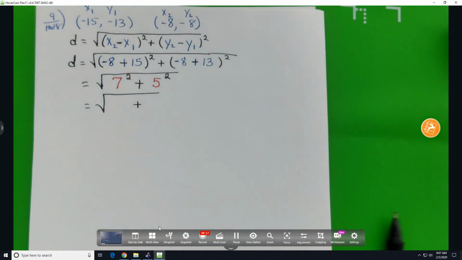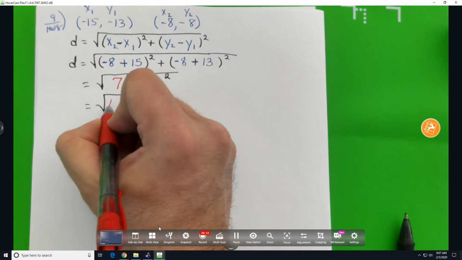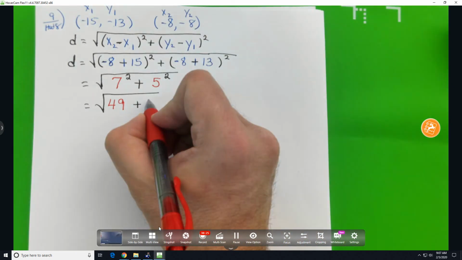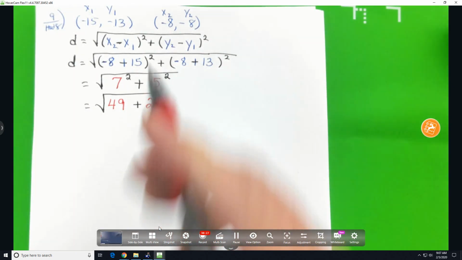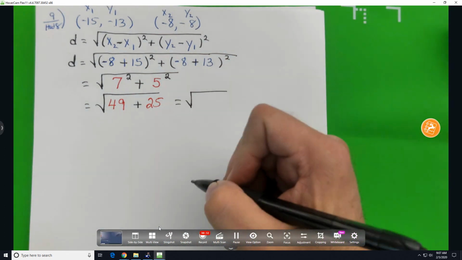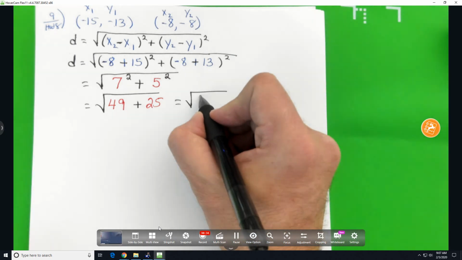The 7 squared I could write as 49. The 5 squared I could write as 25. I was about to say, okay, 64, but no, it isn't. 49 plus 25 is 74.